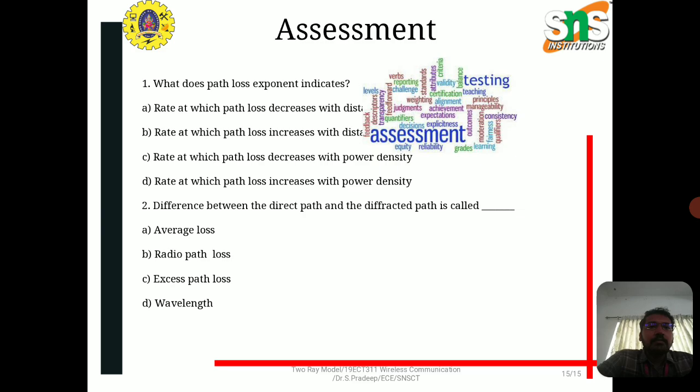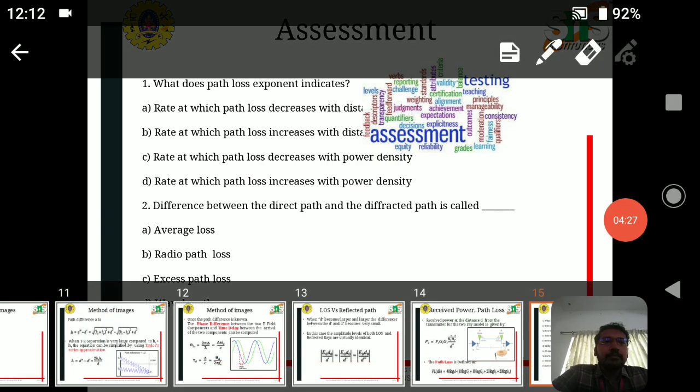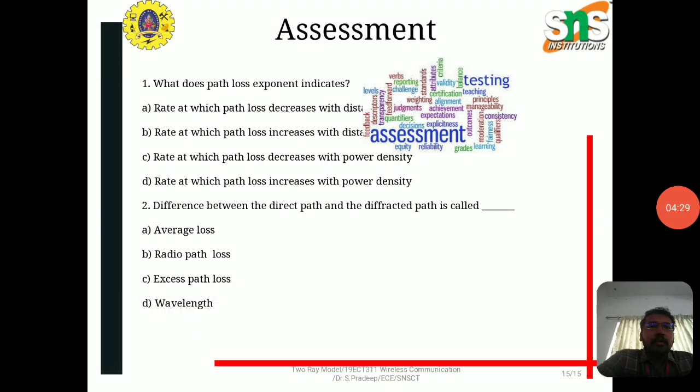Assessment questions. First one, what does the path loss exponent indicate? Option A, rate at which path loss decreases with distance. Option B, rate at which path loss increases with distance. Option C, rate at which path loss decreases with power density. Option D, rate at which path loss increases with power density.